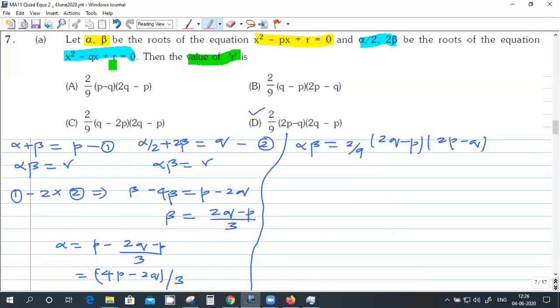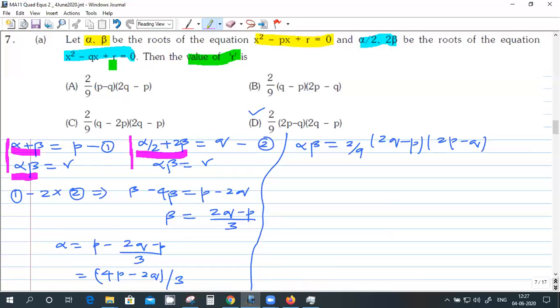First step you got right: alpha plus beta and alpha beta. And then the second equation, alpha by 2 plus 2 beta, that also you wrote. So to find R, basically you have to find alpha into beta. And you have two equations for alpha and beta, right? This one and this one. From that I can find alpha and beta. Two equations, two unknowns.